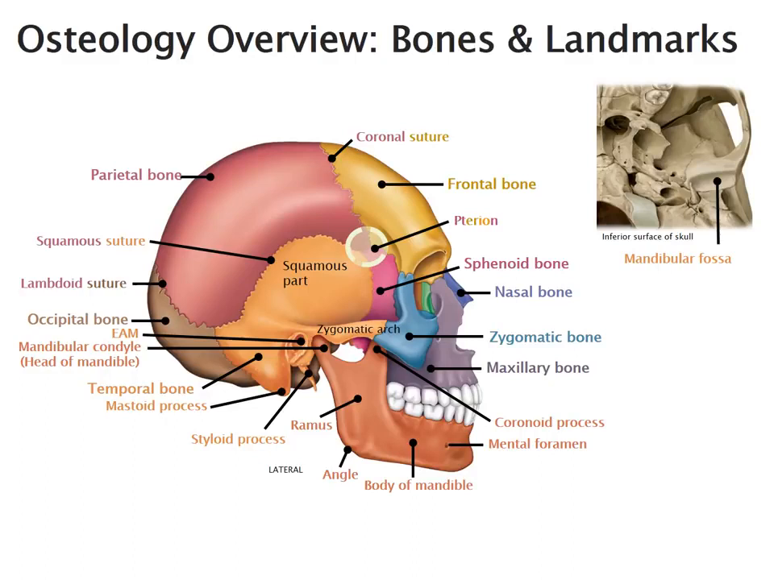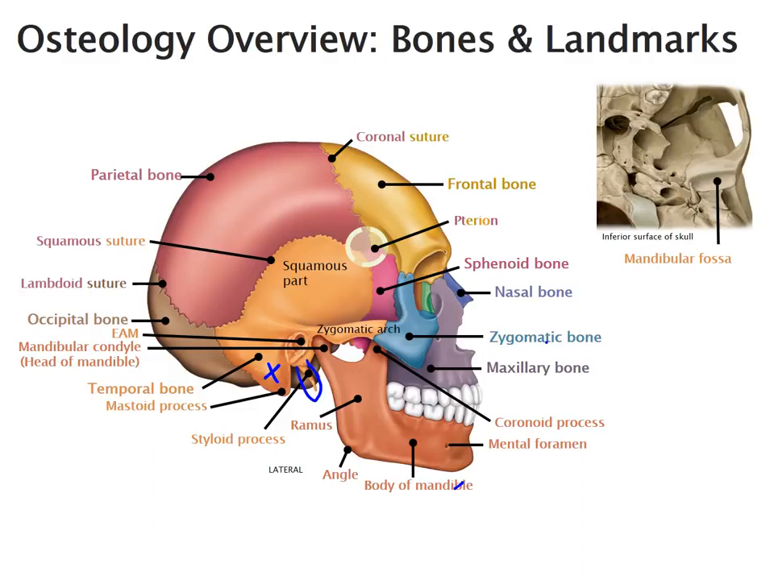The temporal bone in particular has several bony features and landmarks. For example, here's the mastoid process, located just behind the external auditory meatus. The sternocleidomastoid muscle inserts here onto the mastoid process. The styloid process shown here is a very pointy prominence of the temporal bone. As you'll learn in subsequent presentations, there are several muscles and a ligament that attach to this process.